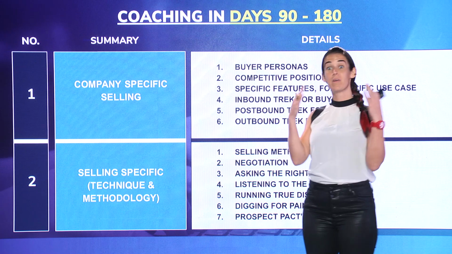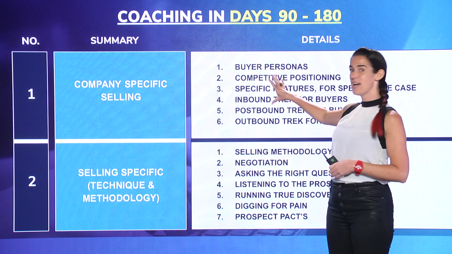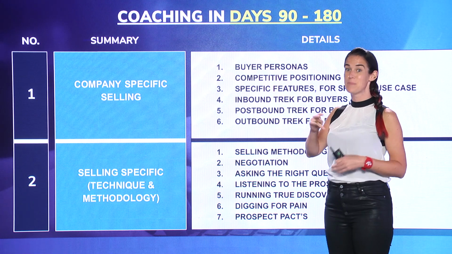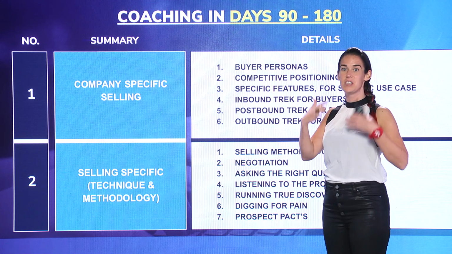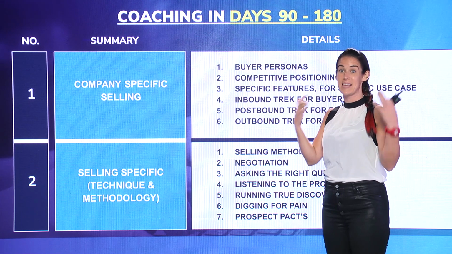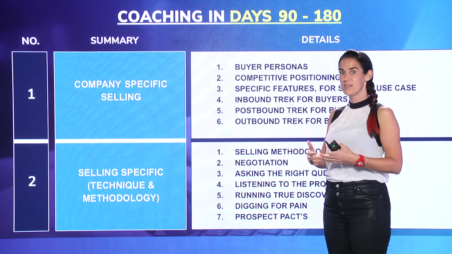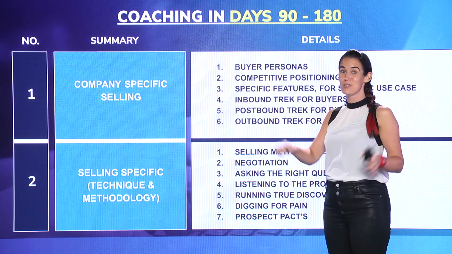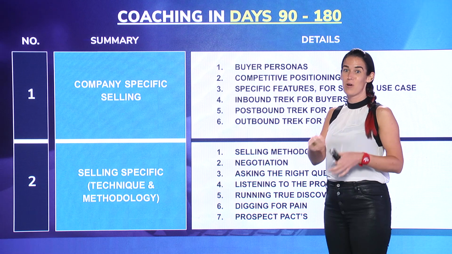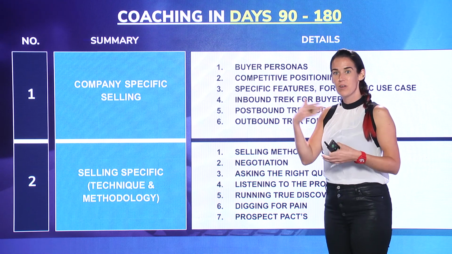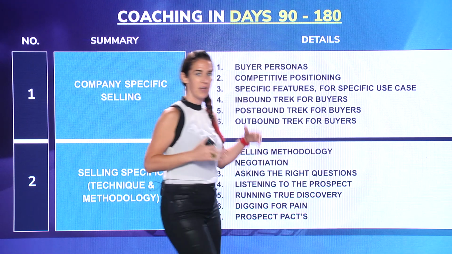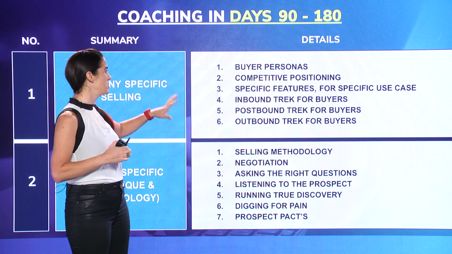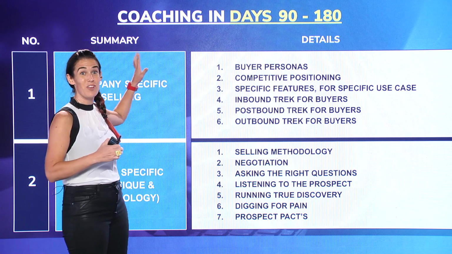The second 90 days for what you want to coach on for an account executive are the following. You're going to go a tier deeper. So the first item is company specific selling. Every company typically has some level of methodology, buyer personas, et cetera, ways that they like to do things. Now that the AE knows where the water cooler is, who all the internal stakeholders are, what the product is, and what the redlines process looks like, you want to go a tier deeper by saying, in a company specific way, what are the different buyer personas, competitive positioning, specific features for a specific use case?